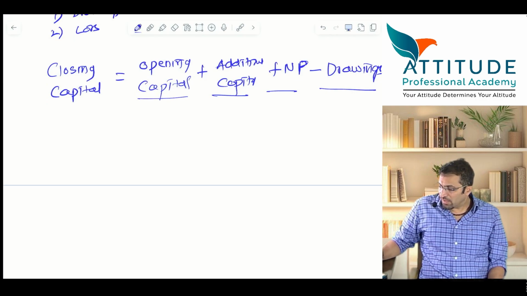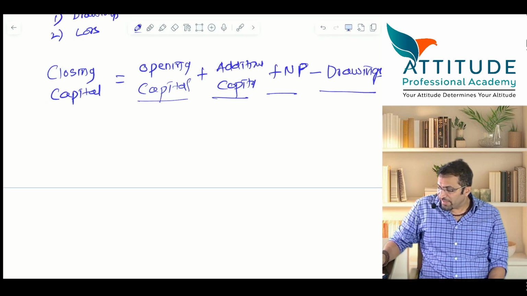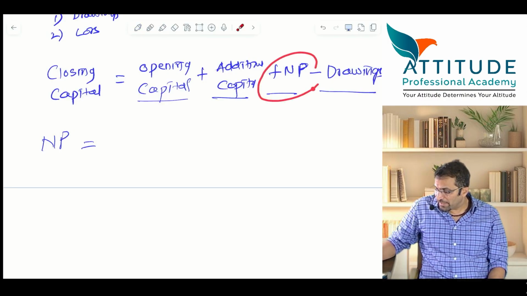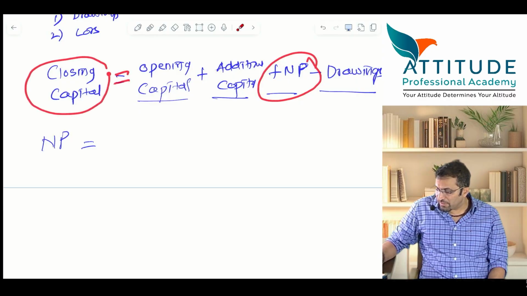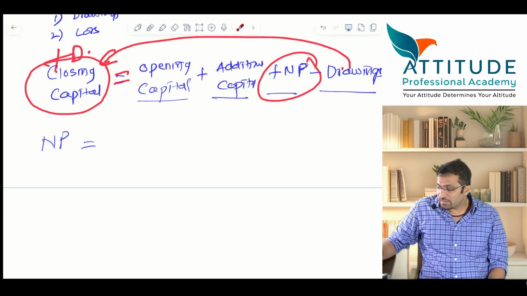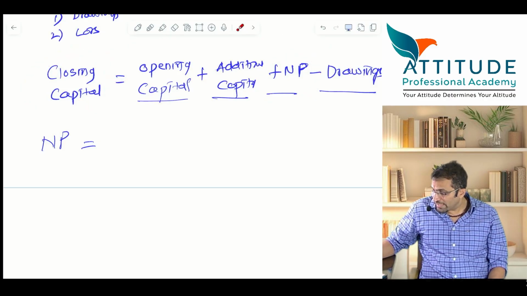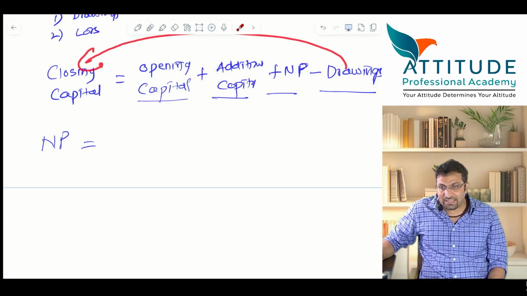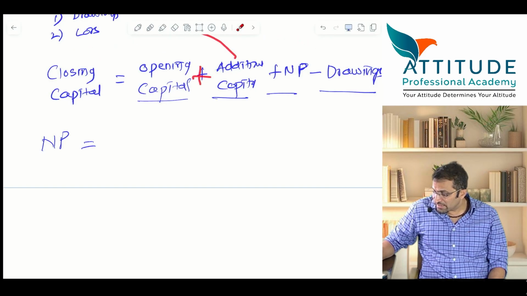Now I'll ask you a question. Suppose I have to find out the net profit. So net profit is equal to, now have a look at it, closing capital will be there as it is. Minus drawings comes on the other side, becomes plus drawings. Understood? When you take drawings to the other side of the equal to sign, it becomes plus. Additional capital is plus here, this comes on the other side, becomes minus. Opening capital is also plus, comes on the other side, becomes minus.